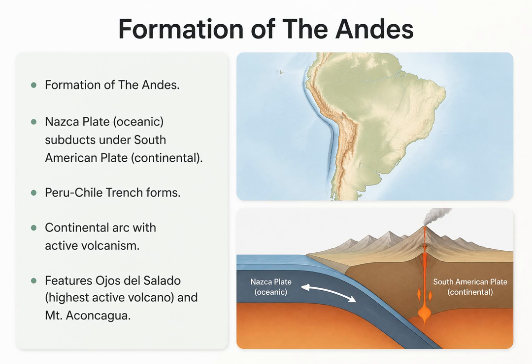Here, the oceanic Nazca Plate is subducting beneath the continental South American plate, creating the Peru-Chile Trench. The pressure from the accretionary wedge has folded the rock, raising the mountains to incredible heights. The Andes are still actively rising and feature intense volcanism, including Ojos del Salado, the highest active volcano on Earth, and Mount Aconcagua, the highest peak outside the Himalayas.